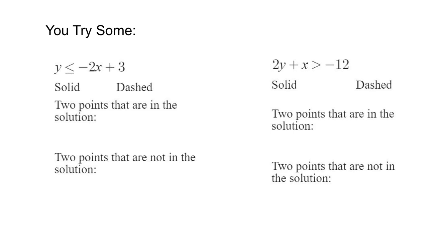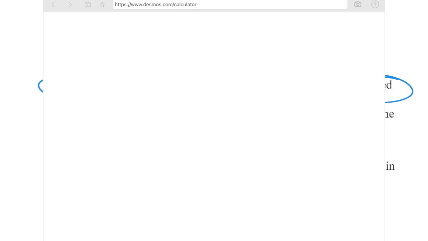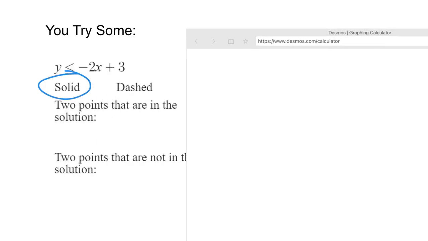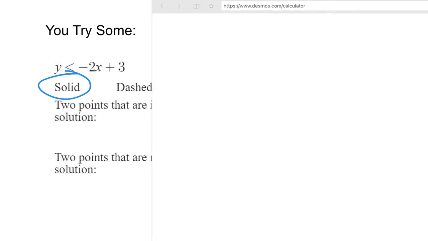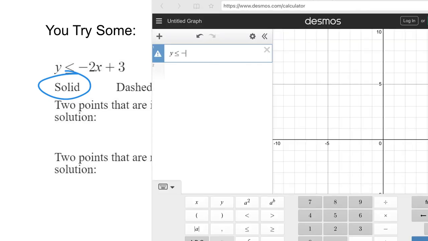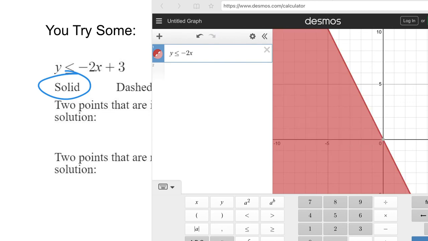For these next ones, same thing that you were just working on. Hopefully you are already able to do these and have moved on. But if you're still watching because you needed some more help, this one would have had a solid line because we have that equal to bar. This one would be dashed. And again, you pulled this in Desmos, found some points that were in the correct area. So y is less than or equal to negative 2x plus 3.